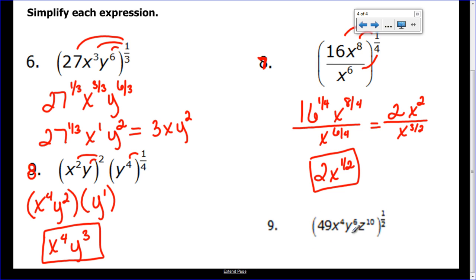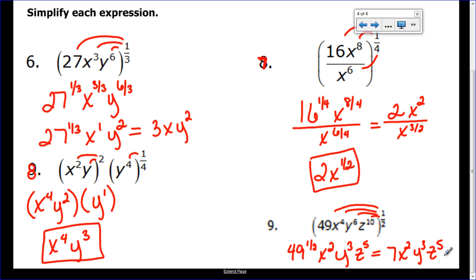So this last one here, number 9, I'm going to write it out the long way. I'm going to distribute this 1/2 to every part here. So I'm going to do 49 to the 1/2 power, which if you'll remember, means the square root. I'm going to do x to the 4 over 2, which is 2 power, y to the 6 over 2, which is 3, and z to the 10 over 2, which is 5. And if I do 49 to the 1/2 power, that's the same thing as asking for the square root of 49, which is 7, x squared, y cubed, z to the 5th. So that's your final answer.